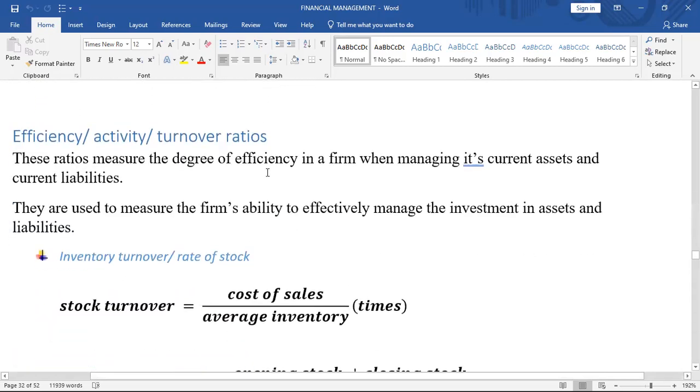The other type of ratio we discuss is the efficiency or turnover ratios.